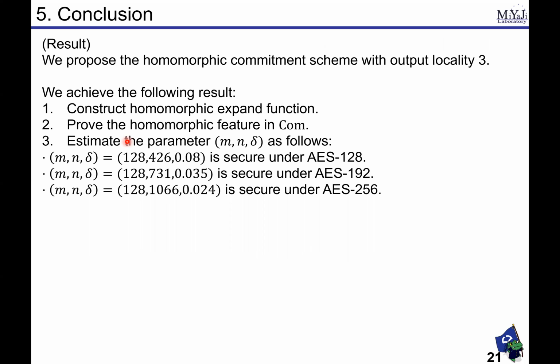So this is the conclusion. We propose a homomorphic commitment scheme with output locality 3. And we achieve the following results. We construct a homomorphic expand function, and we prove the homomorphic feature in Com. We estimate the parameters m, n, and delta as follows: if m, n, and delta are this value, then it is secure under AES-128. If m, n, and delta are equal to this value, then it is secure under AES-192. And if m and delta are this value, then it is secure under AES-256.